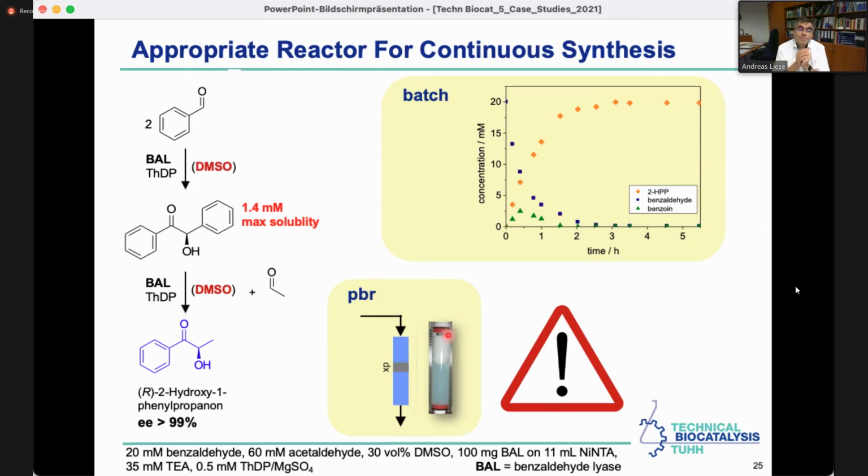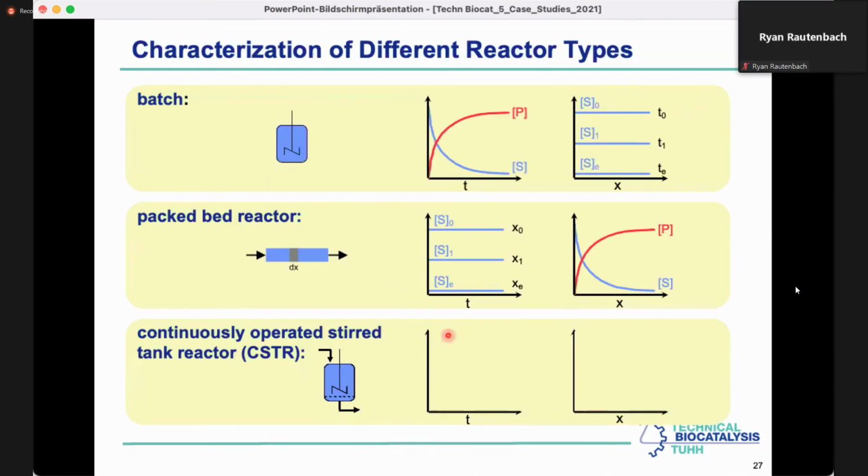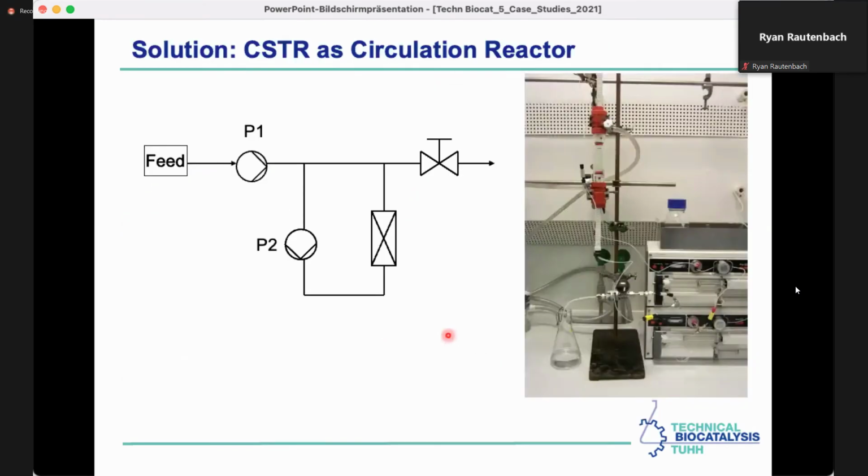What can we do? How can we overcome this? We need to start a recycle stream. So we're inserting a recycle stream, P1 to P2. We said you need to be 20 times faster to establish a recycle stream. So we have two pumps. One is feeding from the top to the reactor. The second pump will generate a recycle stream over the reactor.